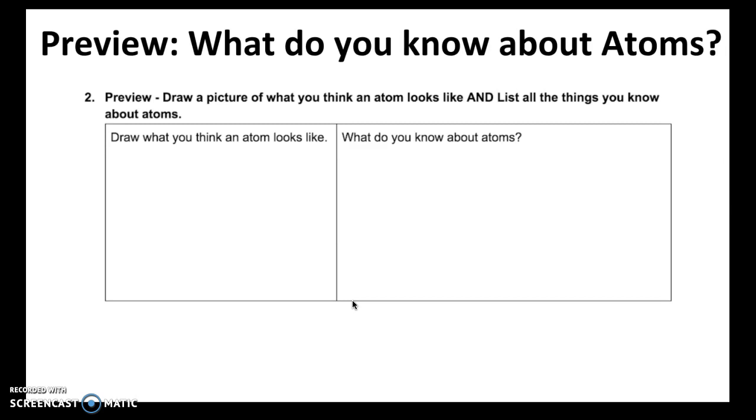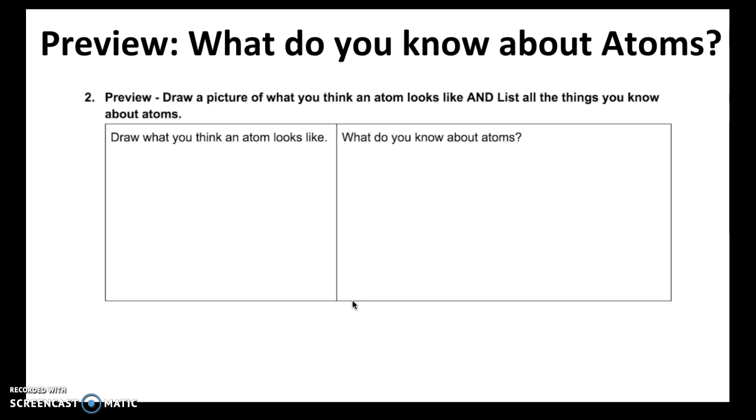So you may think something about an atom that's not exactly quite true. By writing it down now, when you learn what the truth is, you're able to say, oh, I used to think this, and now I know that this is not true. And that will help you to better learn and better understand and not get so stuck.